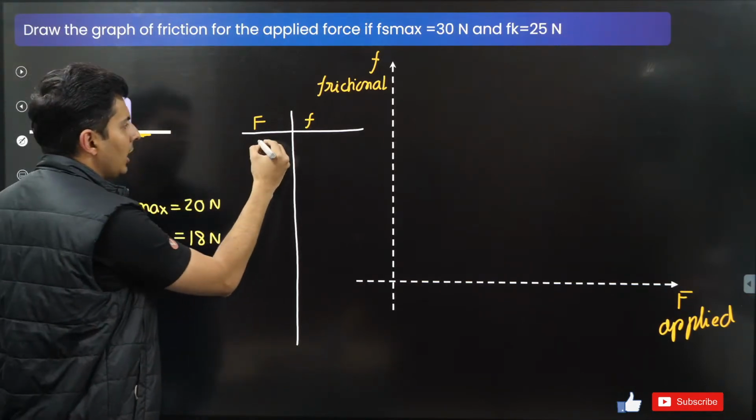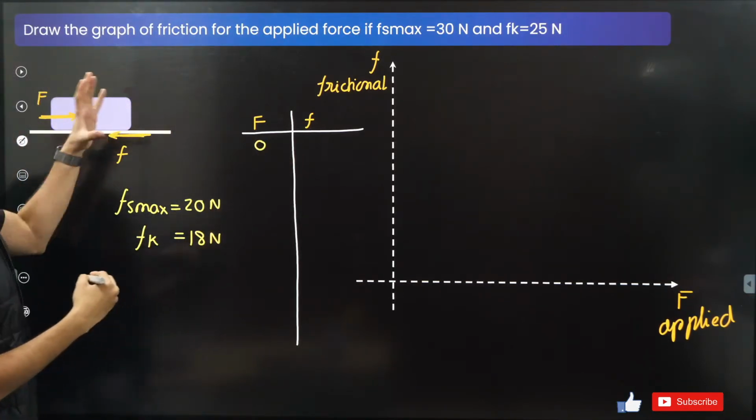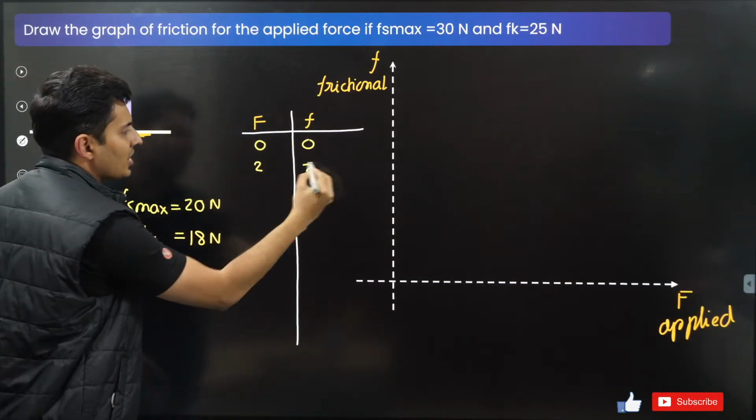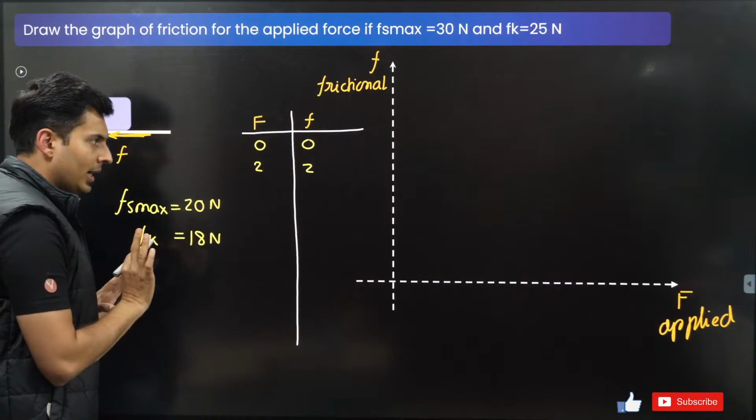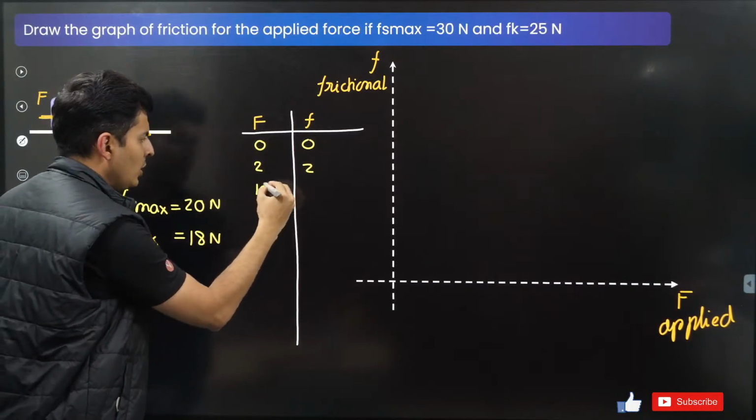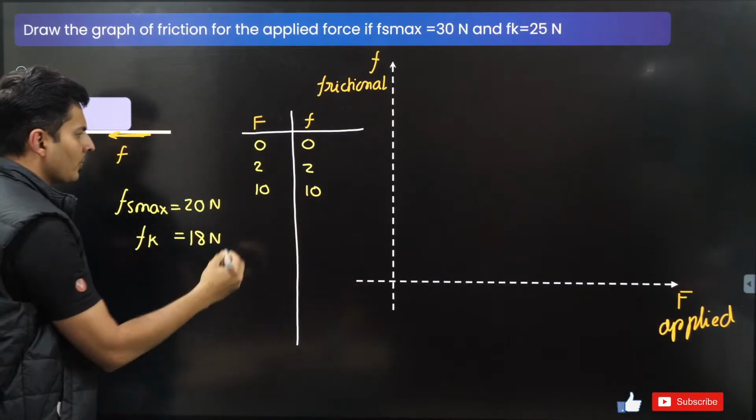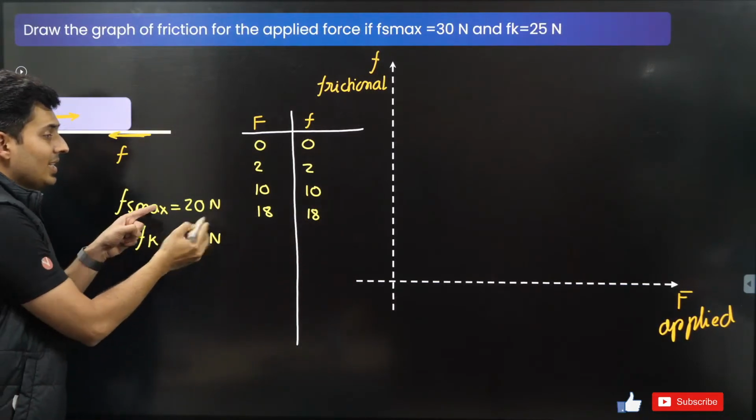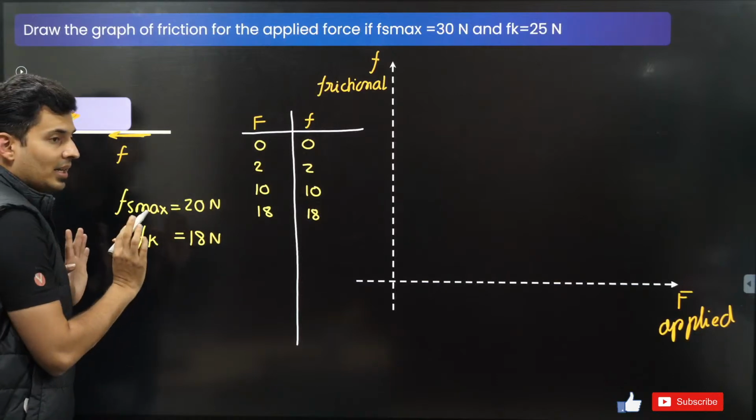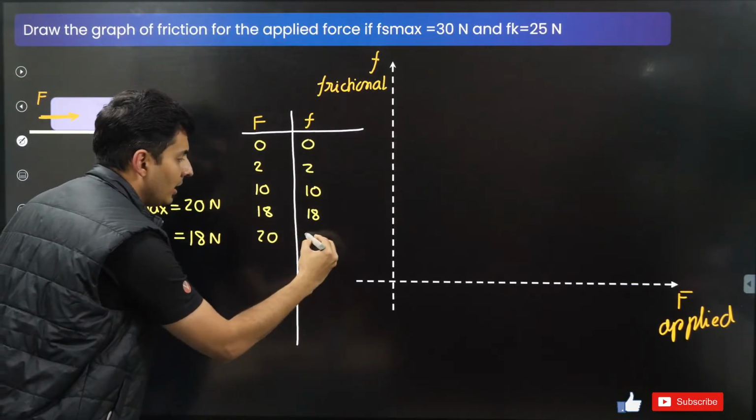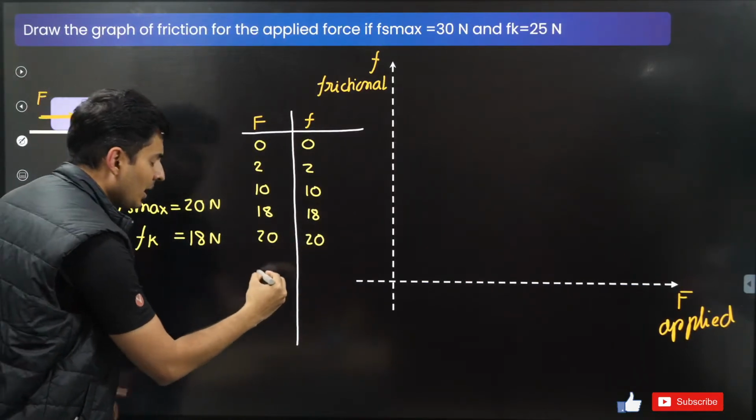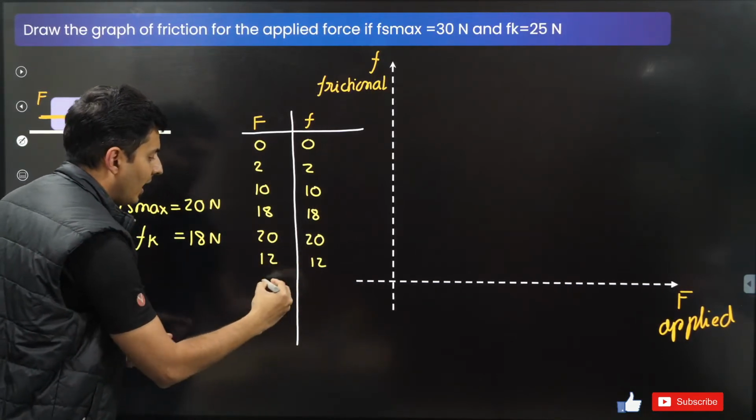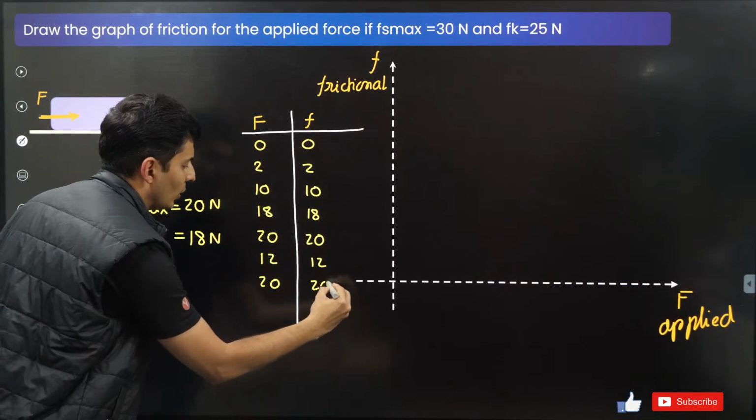Imagine I apply 0 force. That means I do not push it. Friction will be 0. If I apply 2 Newton, friction will also be 2 Newton. And if I apply 10 Newton, friction will also be 10 Newton. I take it to 18 Newton, friction will also be 18 Newton. It is adjusting because the maximum limit is 20. If I take it till 20, it will still remain 20. If I bring it down now to 12 Newton, it will come down to 12. If I again make it 20, it will again go to 20.